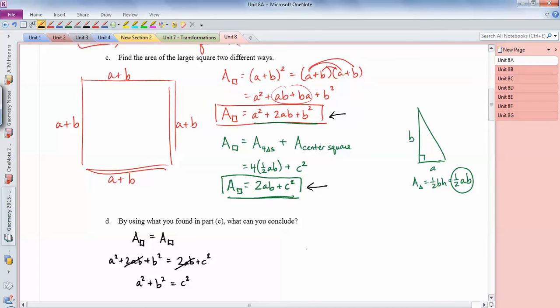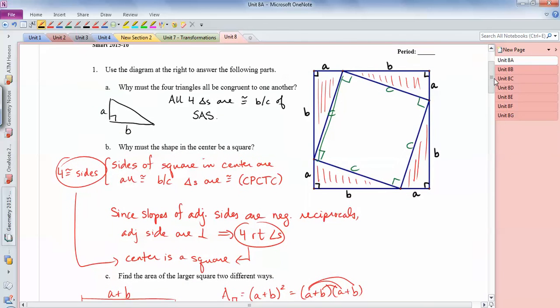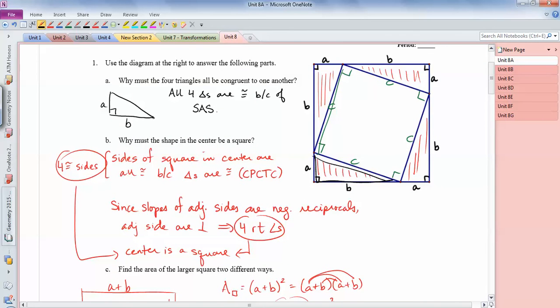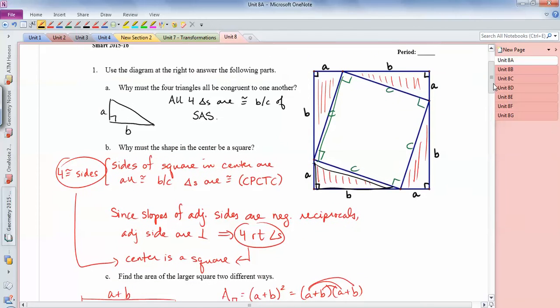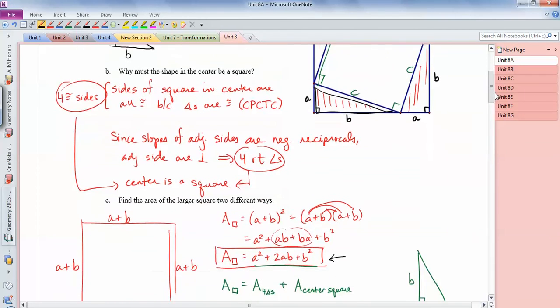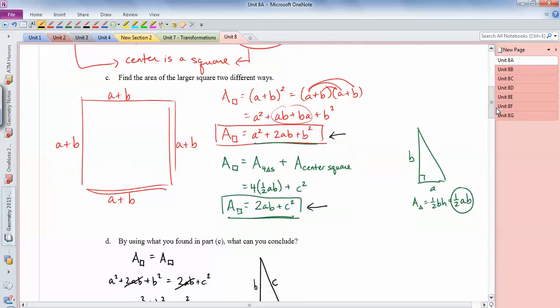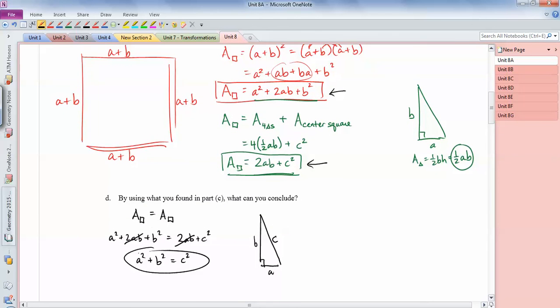And if you look at any one of those triangles in the original picture, A and B are the sides of the right triangle, and C is the hypotenuse, right? A and B, sides of the right triangle, C is the hypotenuse, a squared plus b squared equals c squared. Now, if you actually look at what we've done all the way through this problem, we never actually used the Pythagorean theorem anywhere, but we ended up with it. So this problem, number 1, is a proof of the Pythagorean theorem.